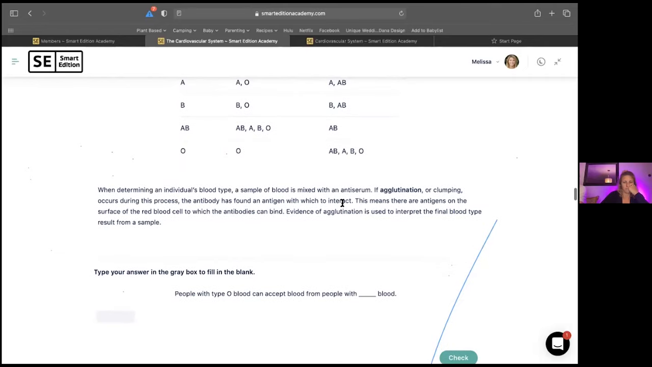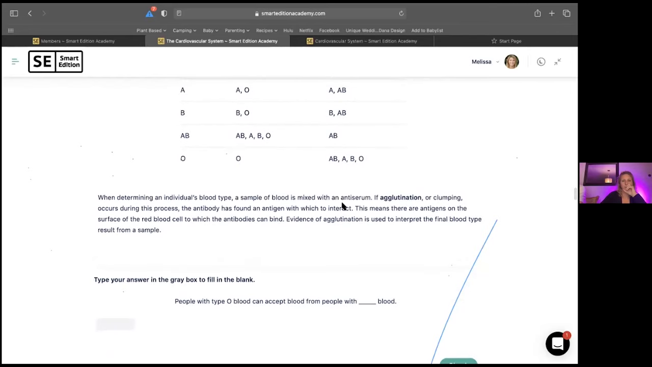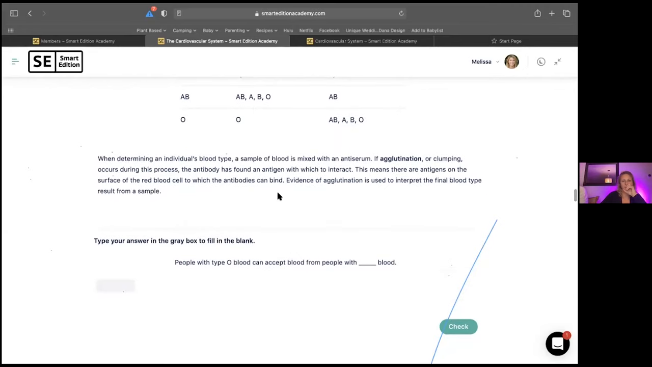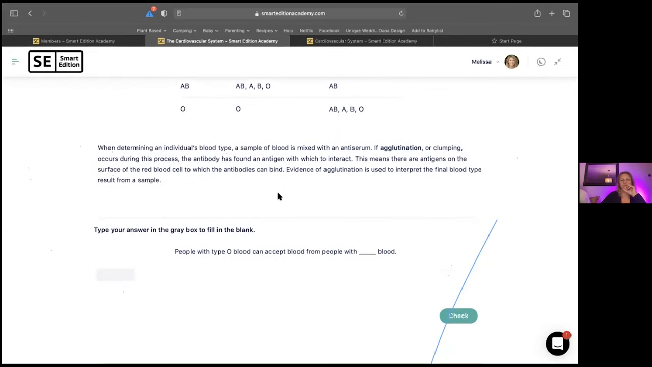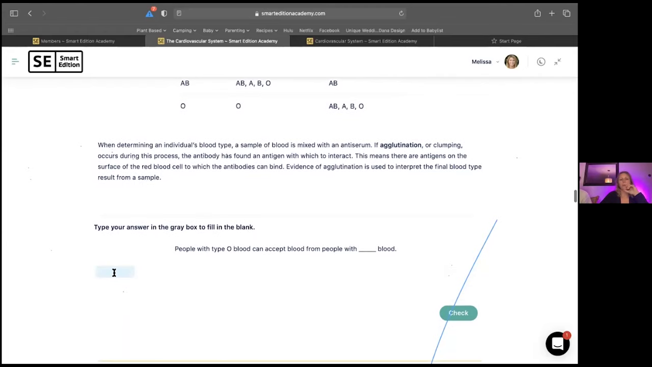So it seems like O and AB are the most popular answers here. And I think someone's got it right here, O, but AB is the only universal acceptor. So only O and O can donate. All right, I am very curious. All right, people with type O blood can accept... So type O blood is not a universal acceptor. They are the universal donor.